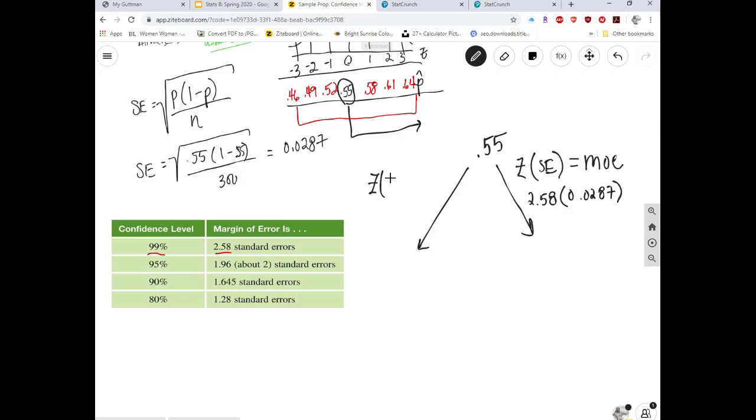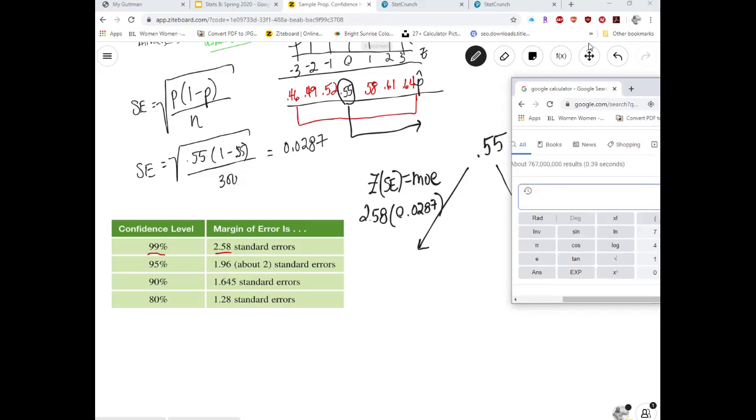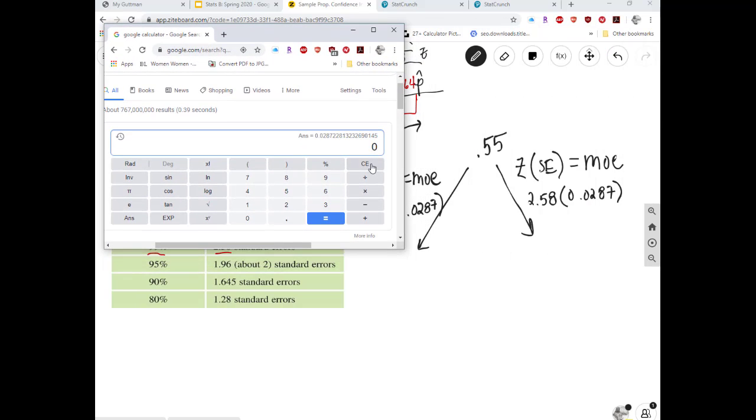I'm going to get the z-score, and I'm going to multiply it by the standard error to find the margin of error. It's the same number that's going to be here, 2.58, which is my multiplier that I got from this table, multiplied by my standard error, which is 0.0287. So let's figure out what that number is. Clear this out. 2.58 times 0.0287 equals, my margin of error is 0.074.